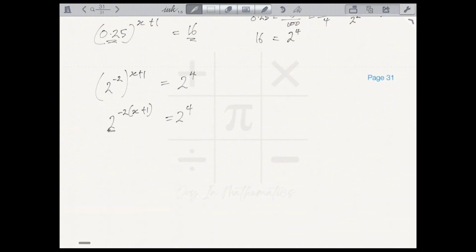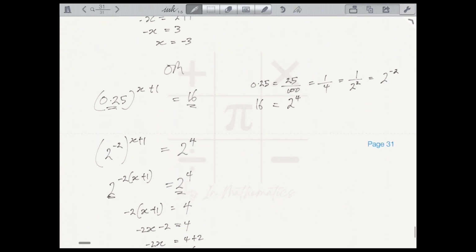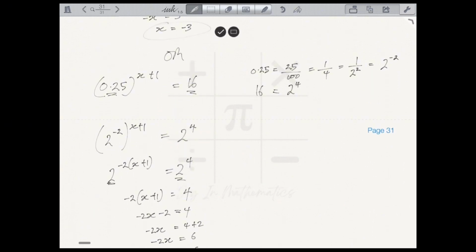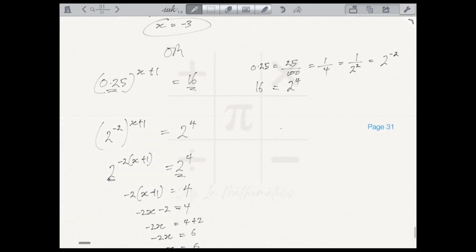So we have the same base, and then we equate the powers. So this is minus 2 into x plus 1 is equal to 4. So this is minus 2x minus 2 is equal to 4. So minus 2x is equal to 4 plus 2. Minus 2x is equal to 6. And x is equal to 6 over minus 2. x is equal to what? Minus 3. Now this gives us the same answer. x equals minus 3. So yes, whichever way we choose to go about it, we are going to arrive at the same solution.